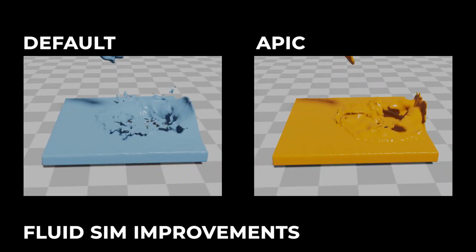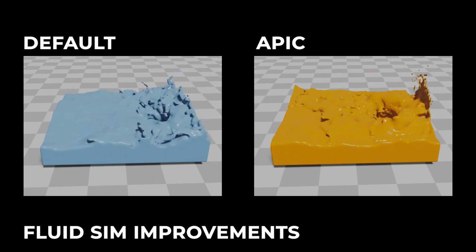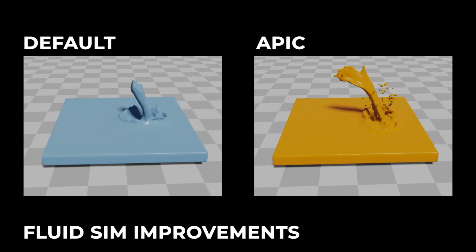APIC simulation methods have been added to FLIP simulations. The FLIP method creates very splashy scenes with lots of particles for smaller scale sims. This isn't always what you want, and APIC can be used in these situations to improve your simulation results.